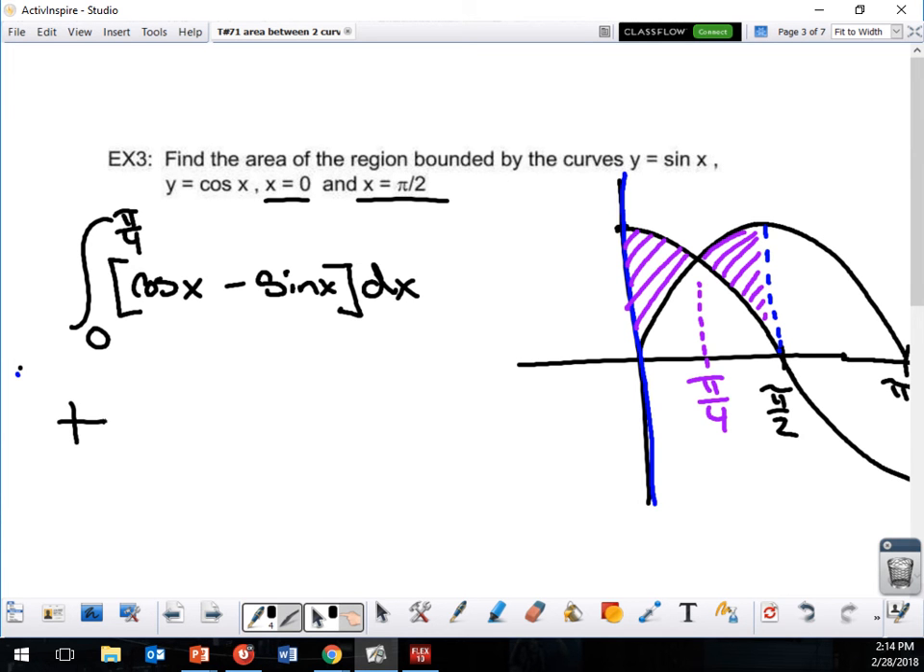Now, on my second integration, would be from where to where? Pi over 4 to pi over 2. Very good. Is it the same way? It's going to switch, because which one's on top now? Sine is going to be on top here, right? Because sine starts at 0 and goes up, and right here it changes. So sine is going to be on top now. So it's going to be the sine minus the cosine.